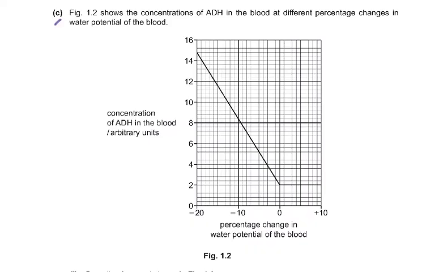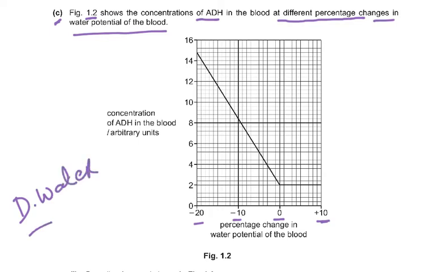Then let's read through question part C. Figure 1.2 shows the concentration of ADH in the blood at different percentage changes in the water potential of the blood. Now you can see here there is -20, -10, and then 0, and then +10. So the highest water potential, that of distilled water, is 0. And you add, say, 10 solute to it, it becomes -10. You add more solute, it becomes -20. And then, of course, you add pressure to it so that it becomes +10.